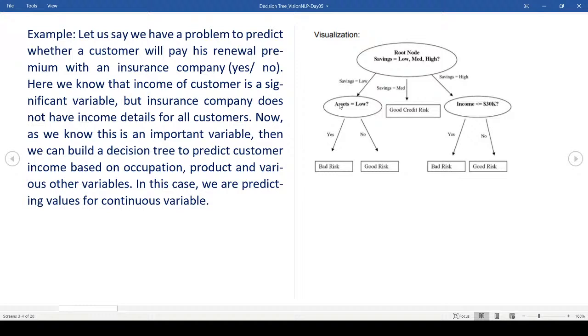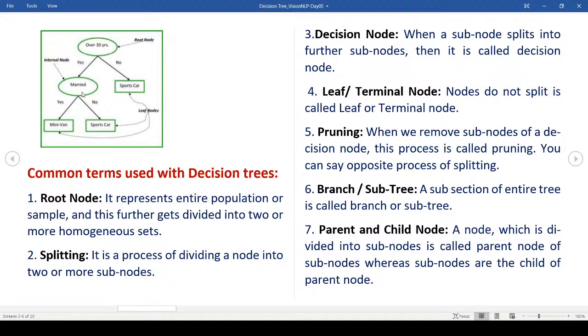Then if the saving is low, we can further divide into two groups. If the asset is low, there can be two consequences, either a bad risk or a good risk. And if the income is less than $30,000, then again it can be bad risk or good risk. If the credit score is medium or maybe good, if it is decent enough, then we don't have to split further. So what exactly do you interpret from this idea? I'll explain. This is very layman language, but we have more examples in the next slides as well. You can just have a look over here.